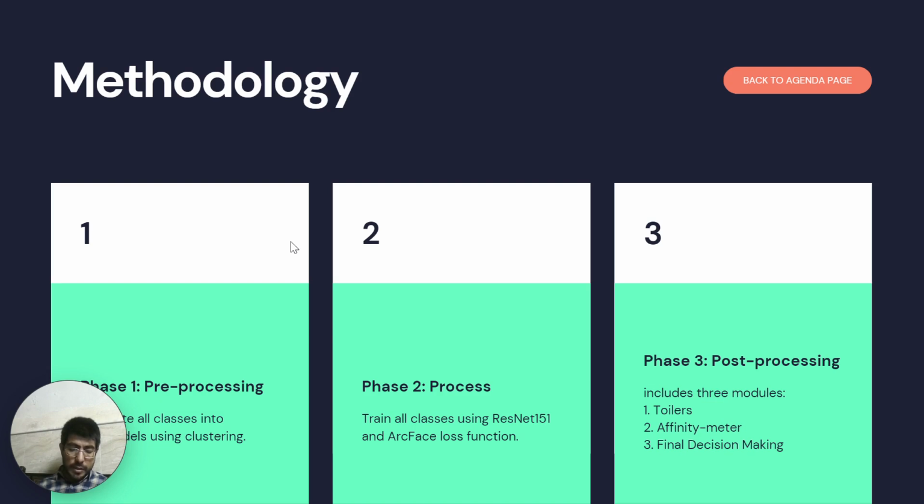This method consists of three phases. Phase 1, preprocessing. In this phase, classes are assigned to different subnetworks using clustering. Phase 2, processing. Each subnetwork is trained using training data relevant to its assigned classes. And phase 3, post-processing. This phase involves decision-making, which is the most critical part of the paper and consists of three modules: toilers module, similarity-meter module, and final decision-maker module.